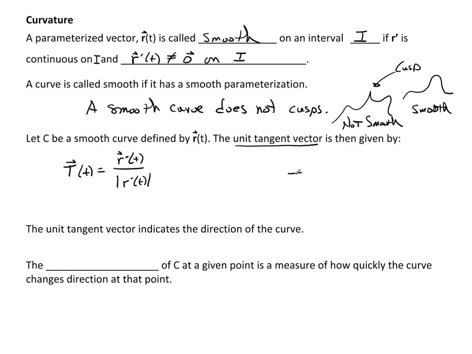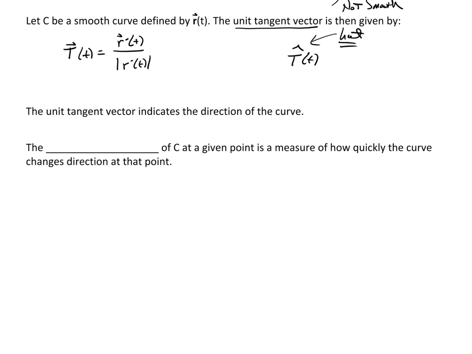Other notations you may see, maybe T hat, the little hat there, is sometimes used to represent a unit vector. So this would be the unit tangent vector. The unit tangent vector indicates the direction of the curve. Now then, the curvature, that's an R, curvature of C at a given point, is a measurement of how quickly the curve is actually changing directions at that specific point.